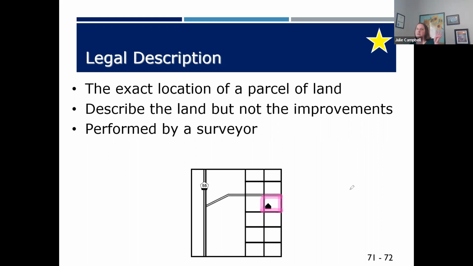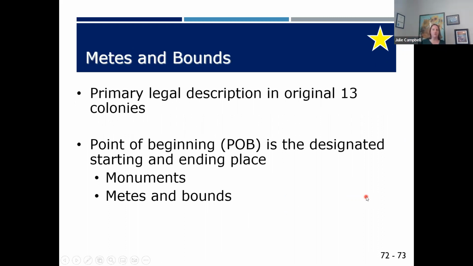So there are four different types of legal descriptions that a surveyor may use to identify the property. We're going to talk about each of those. The first type that the surveyor may use is called metes and bounds.